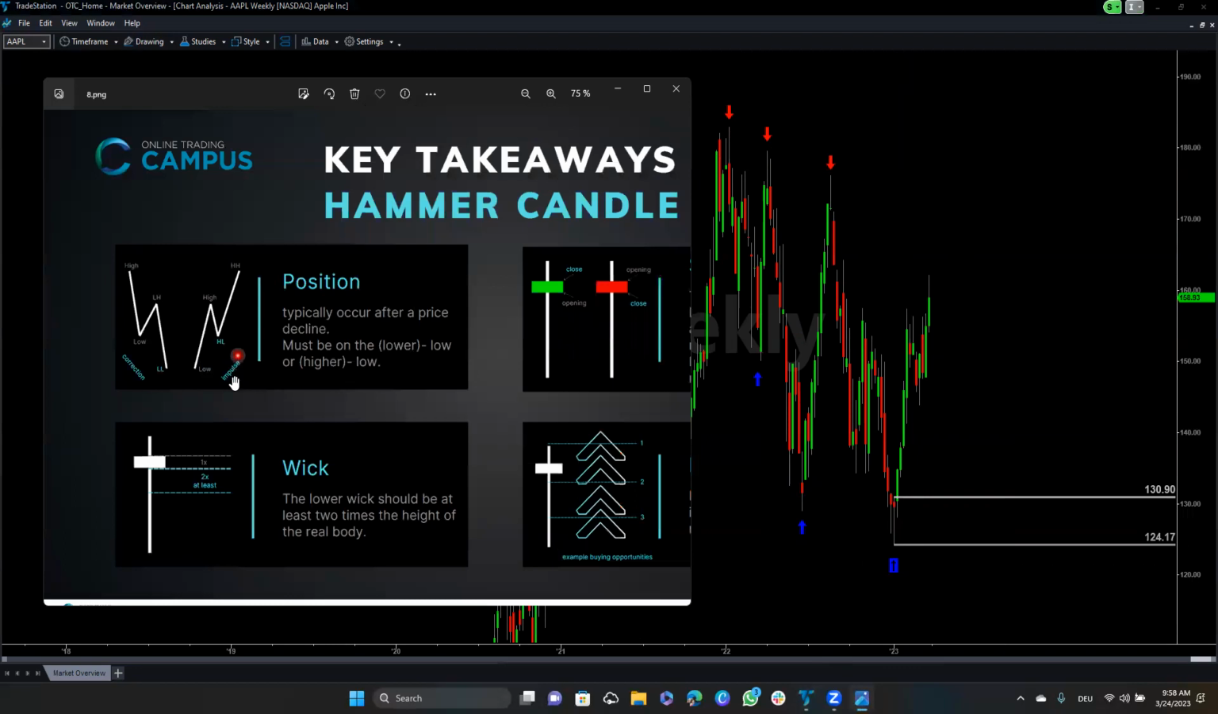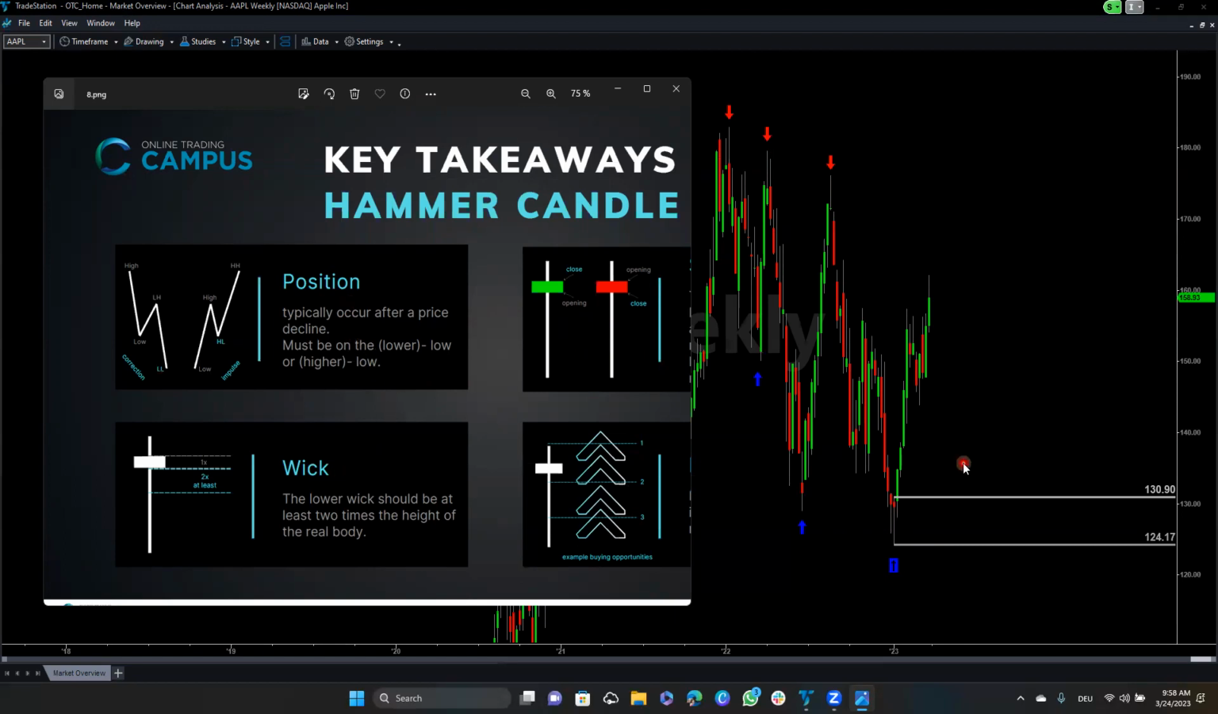Let's open this one again and look: position typically occurs after a price decline. We got weakness, right? And then it must be on the lower low, and it's in the lower low area, or a higher low, but here lower low is the key. Good, perfect. Tick in the box.